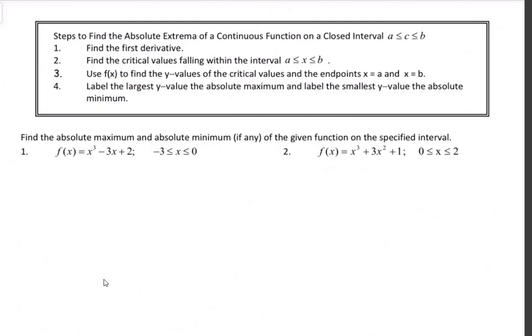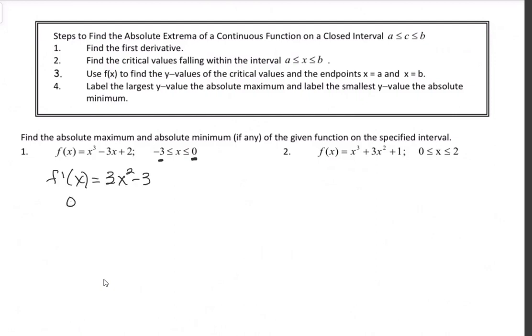We've got a function here where we've got a closed interval, so we only want to look at this function in between -3 and 0. Now what we need to know is, where are those critical values in between -3 and 0? We find critical values the same way we always have. I'm going to find the derivative of this function. The derivative would be 3x squared minus 3.